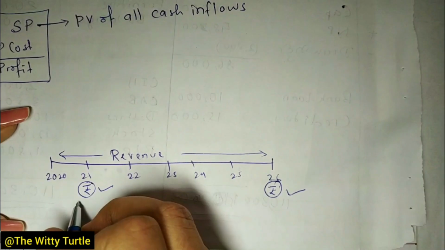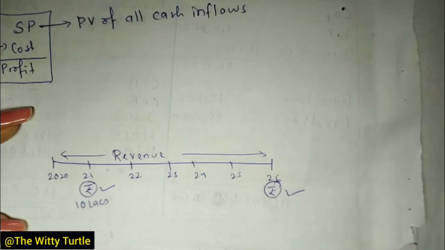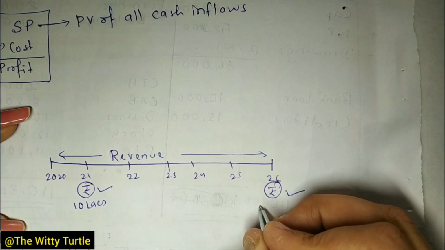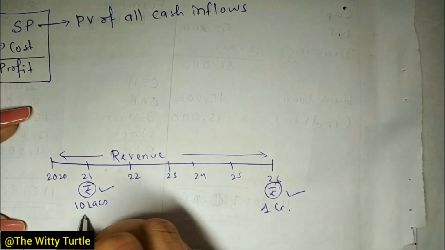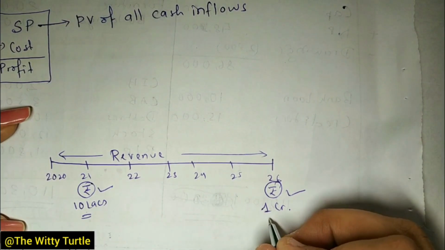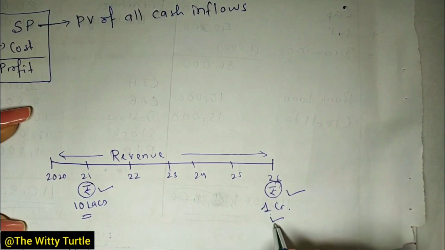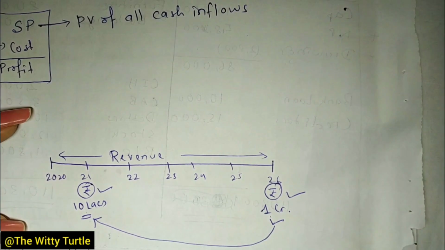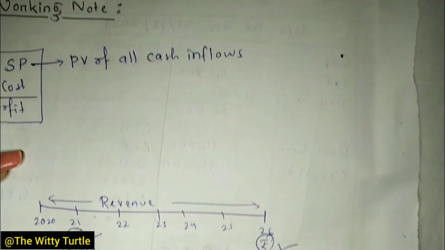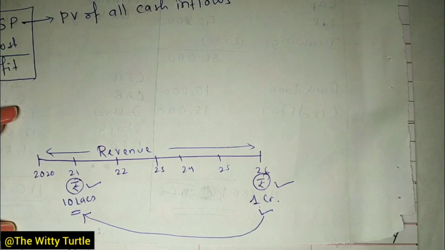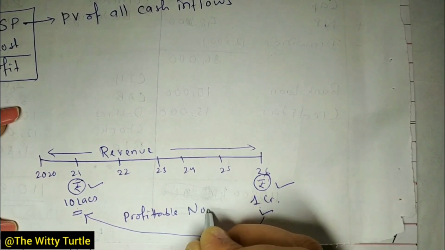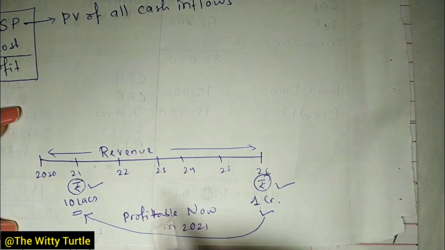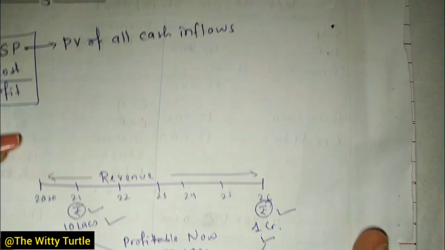So for example, in the year 2021 you are making 10 lakhs of revenue, and in the year 2026 you are making a revenue of 1 crore, right? But we know that the value of 1 rupee in 2021 is much higher than the value of 1 rupee in the year 2026. So obviously you have to convert this 1 crore rupees into the present value of 2021, right? So that is the reason why we have to calculate present value of cash inflows, because the decision we have to take now only, right? We have to calculate whether it is profitable now in 2021. लाइफ साइकिल अगर पूरा हम देखें तो क्या ये अभी प्रॉफिटेबल हो रहा है, राइट? I hope you are getting my point.